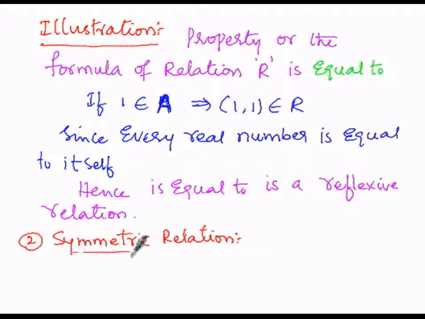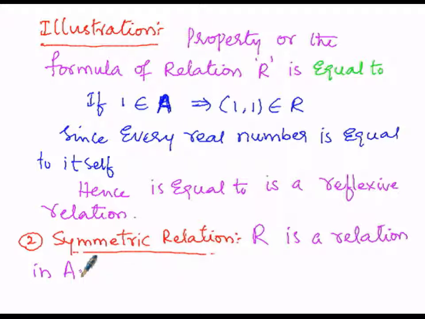So here, under the symmetric relation, when we assume the relation R, if an ordered pair a comma b belongs to the relation R, then that implies b comma a also must belong to the relation R. Then only the relation R is said to be a symmetric one. So let us assume R is a relation in set A.